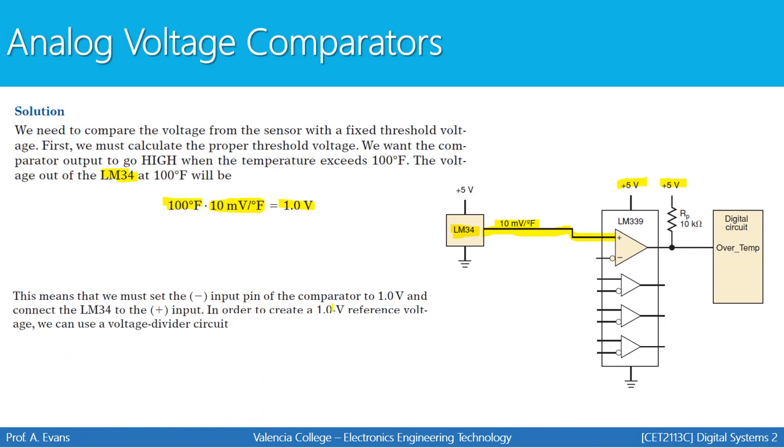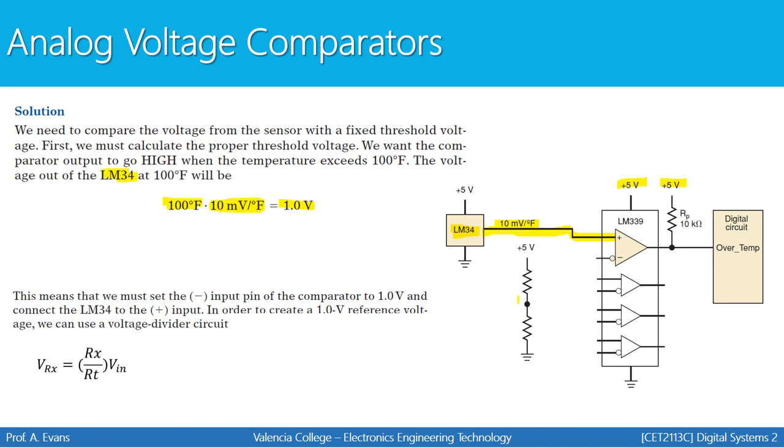In order to create a 1 volt reference voltage, we could use a voltage divider. Quick reminder, a voltage divider is used for resistors in series. Let's say that we have 2 resistors in series. We're going to connect the first resistor R1 to 5 volts, and we have R1 and R2, and then we have ground. How can we divide the voltage so that we get just 1 volt across one of these resistors?